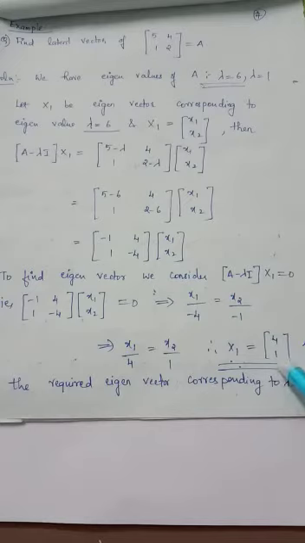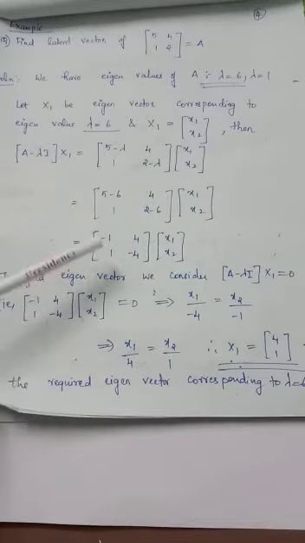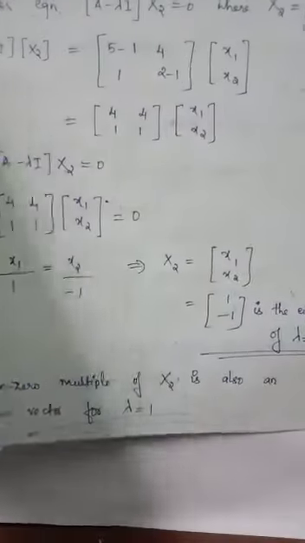So this is not the only unique answer for the eigenvector corresponding to lambda equal to 6. Any non-zero scalar multiple of this particular eigenvector will also be a solution for this particular eigenvalue.